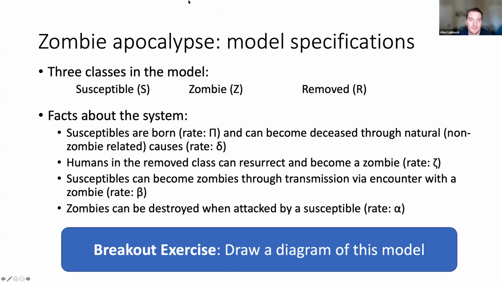Yes. I wanted to ask about removed. They are the dead people after zombies will eat them, or who are the removed? So yeah, the removed are dead, or they've been the zombies that have been attacked. But if you're familiar with zombies, they can actually be resurrected as well. So you can go from removed to being a zombie as well. Okay.